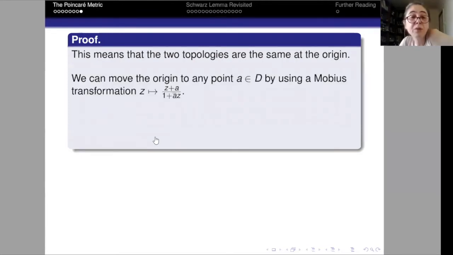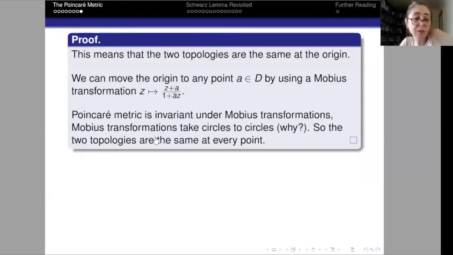Now we can move the origin to any other point a in the disk by using the Möbius transformation. We send z to z plus a over 1 plus conjugate a z. Then, since the Poincaré metric is invariant under Möbius transformations, and Möbius transformations take circles into circles, and you should remember why, the two topologies are the same at every point.